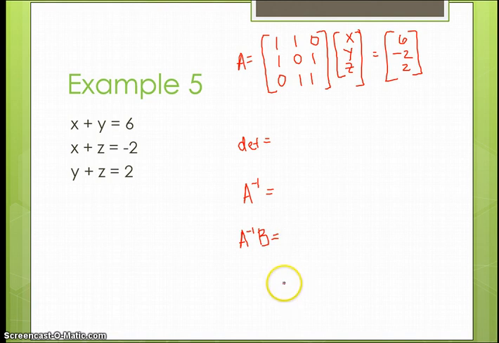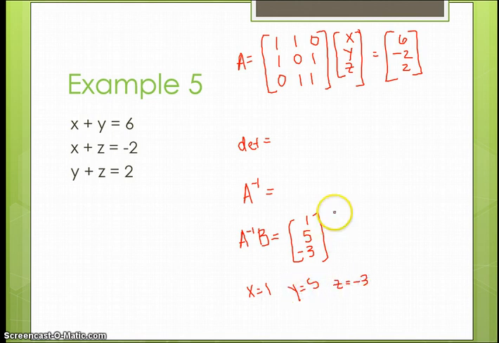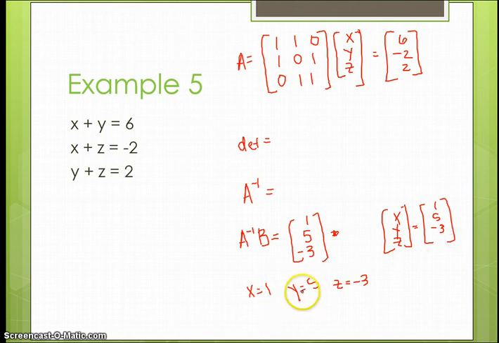You will need to do all of that, but just as a check, your final answer matrix should be 1, 5, -3, so x equals 1, y equals 5, and z equals -3. Just as a side note, it would be sufficient to write your answer as x, y, z equals 1, 5, -3. You do not have to write them out like that.